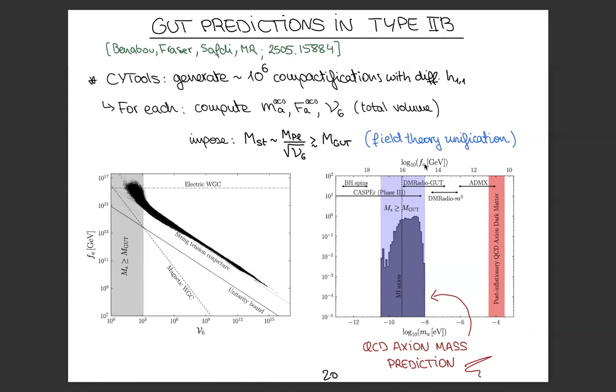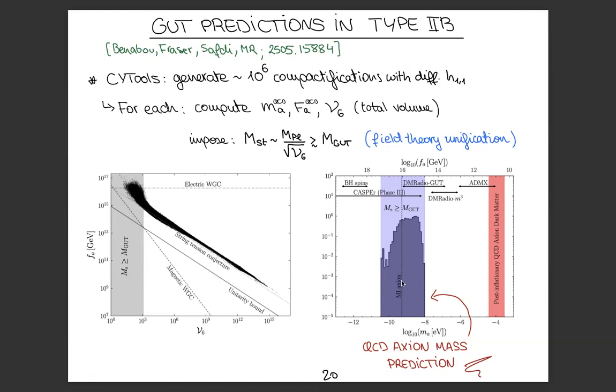Something else you can also do is related to this project I've done with the Berkeley group, where you can generate a large ensemble of compactifications using CYTools, and you can ask what is the QCD axion mass and QCD axion decay constant for each of these compactifications for the different h11s. And now you can impose an additional condition, which is, let's assume that we want to keep field theoretic unification. In this case, we need to impose that the string scale is above the GUT scale, and this limits how low the total volume can go, which limits how low or high, in this case high, the decay constant can go.